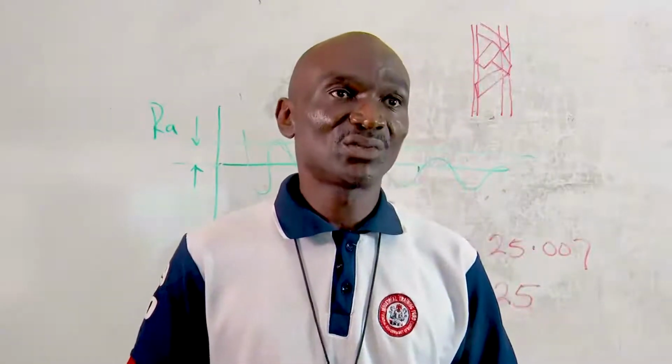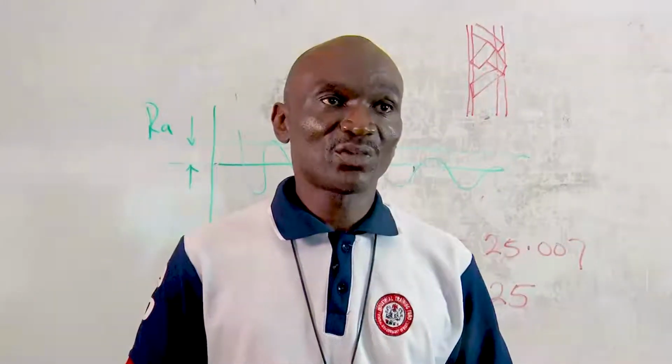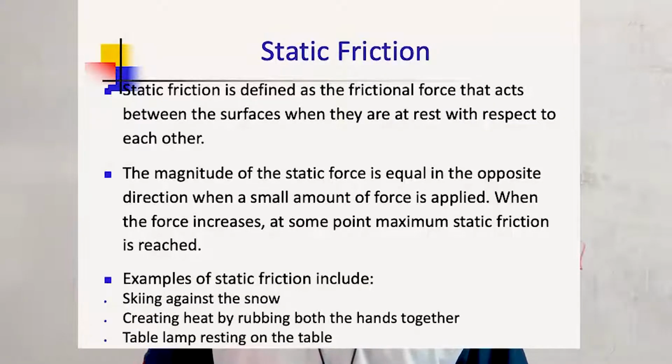Now, static friction is defined as the frictional force that acts between surfaces when they are at rest with respect to each other. The static force acts in the opposite direction when a small amount of force is applied. But when the force increases, at some point maximum static friction could be reached.